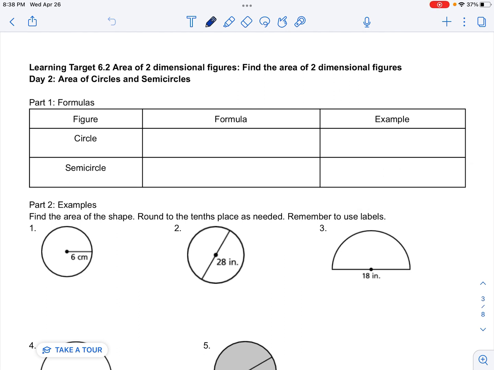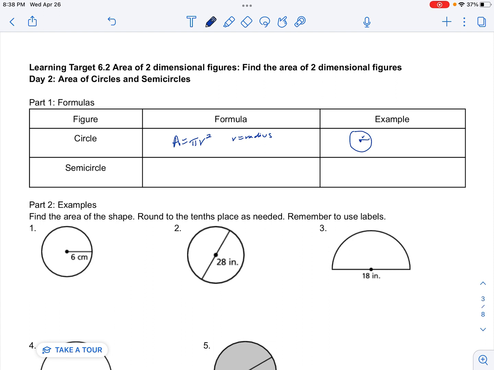We're looking at the area of two-dimensional figures still, but specifically we're going to look at the area of circles and semicircles. So the area of a circle is pi r squared, and remember r is your radius. Okay? So if you have your circle here, this is your r, just to remember.